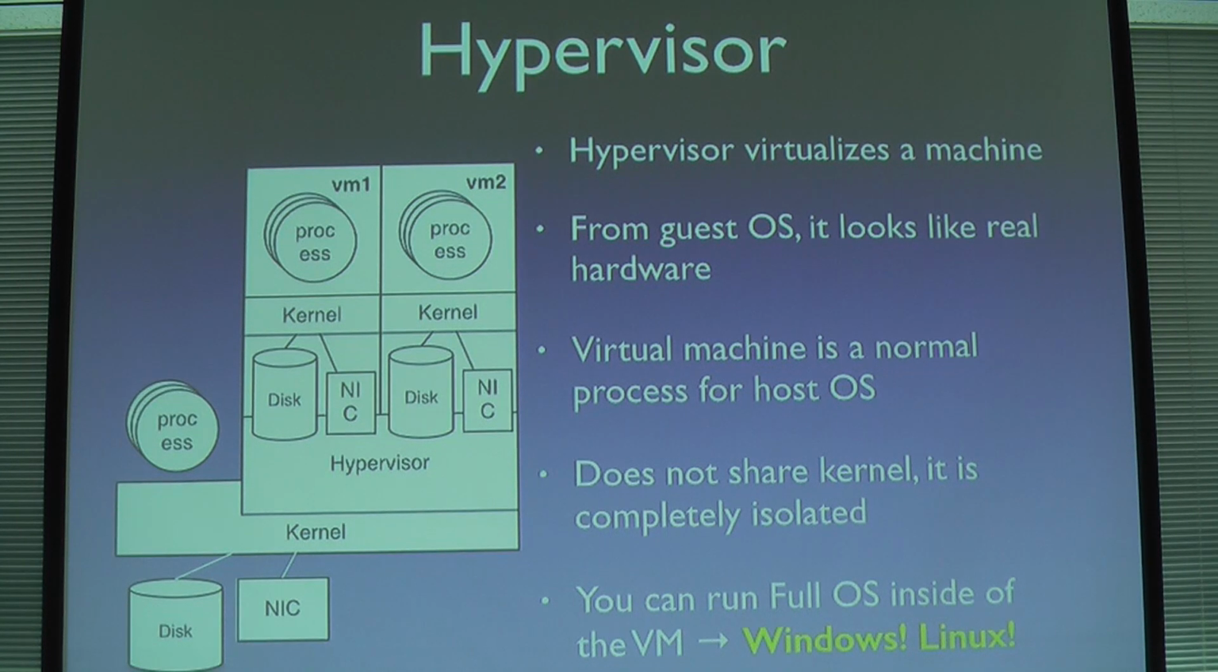A hypervisor is different. A hypervisor virtualizes a machine. So for the guest operating system, it looks like real hardware, and you can install a whole operating system on top of the hypervisor. On the host OS, a virtual machine looks like just one normal process. It does not share the guest kernel. It's completely isolated, so you can run a full operating system inside of the VM. You can run Windows and Linux at the same time on the same host machine. But it's a bit heavier than a jail.